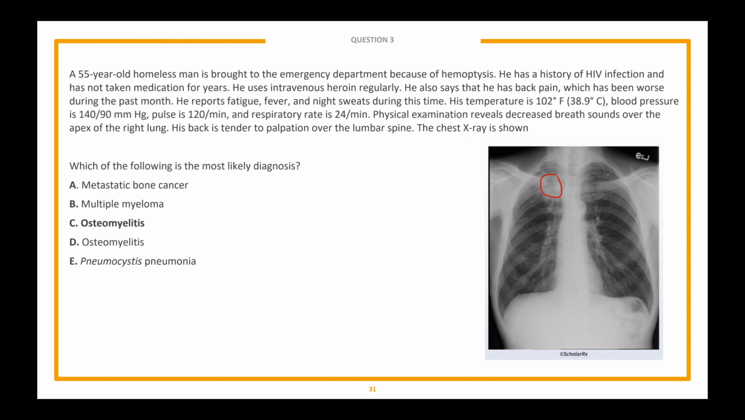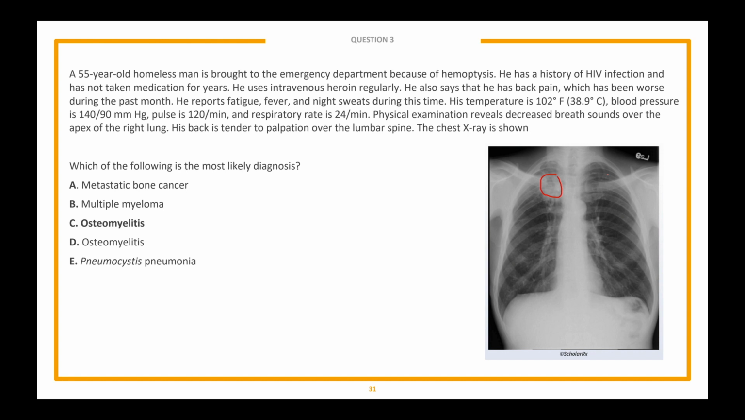So it's a form of tuberculosis where the infection seeds into the vertebrae of the spine, usually the lumbar spine, and that's why it's painful, okay? So the best answer choice here is osteomyelitis, or an infection of the bone with tuberculosis, also known as Pott's disease. Answer choice E, the respiratory symptoms and the comorbid conditions can lead to a picture of pneumocystis pneumonia, which is common in HIV patients, but it wouldn't cause the back pain.